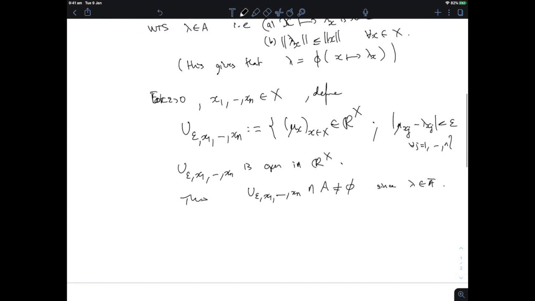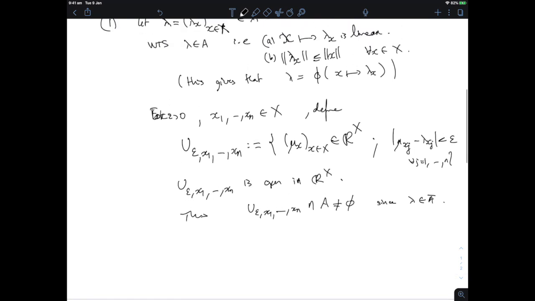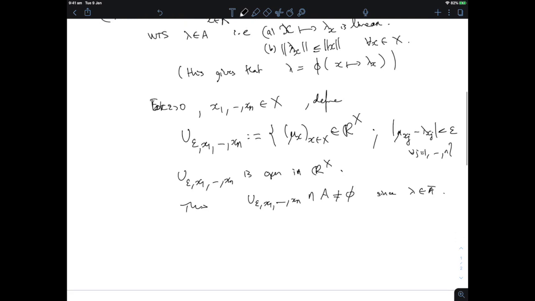And that's fundamentally what I'm going to use, for appropriate choices of such neighborhoods. I'm going to deduce 1a and 1b, so the fact that x goes to lambda x is linear, and lambda x in norm is controlled by the norm of x. What do I mean by lambda x in norm? It's an absolute value because I'm in R.